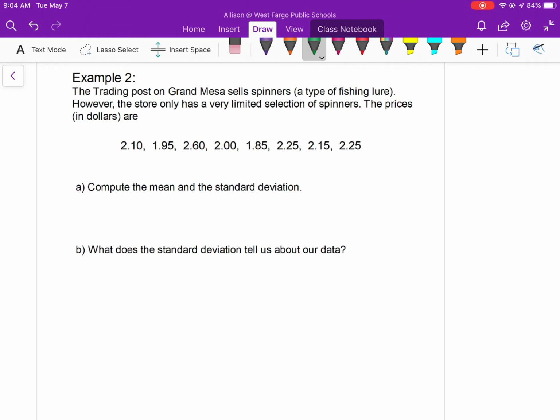Okay, in example 2, the Trading Post in Grand Mesa sells spinners. It's a type of fishing lure. However, the store has a very limited selection. Here are the prices. So I went ahead and put this in my calculator, and I would encourage you to do the same to practice it. And I got the x bar to be 2.14, so my average cost was $2.14. And then I got my standard deviation equaled 0.22. So that was my sigma of x.